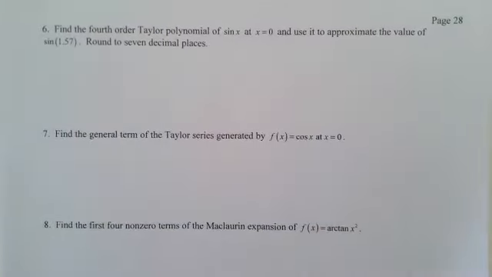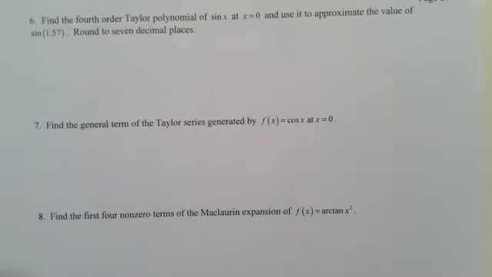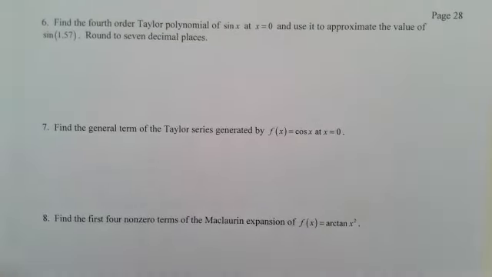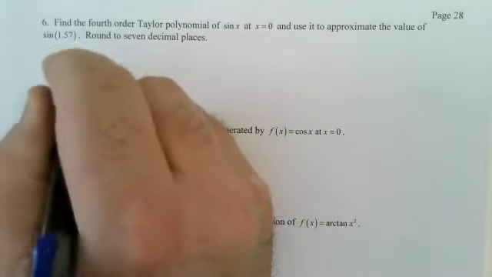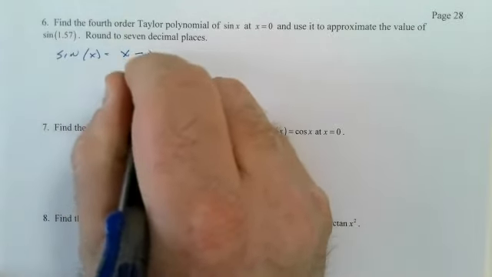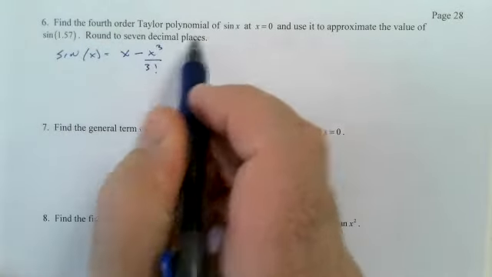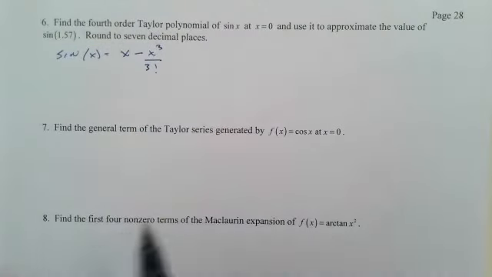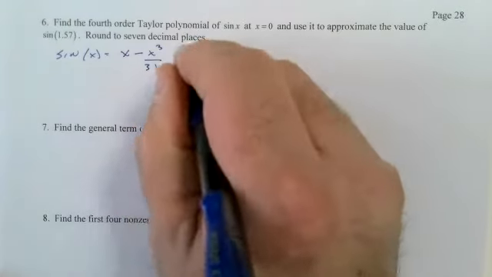Find the fourth order Taylor polynomial of sine of x and use it to approximate the value of sine of 1.57. I don't have to do all the fancy work because I already got this one memorized. We're out to 7 decimal places. I find that funny. Sine of x equals x minus x to the third over 3 factorial. Find the fourth order Taylor polynomial. This is a very good AP problem. The next one would be x to the fifth over 5 factorial. That's too big.